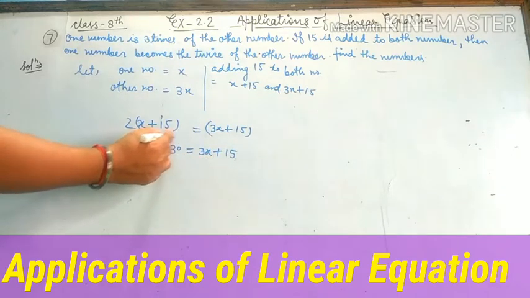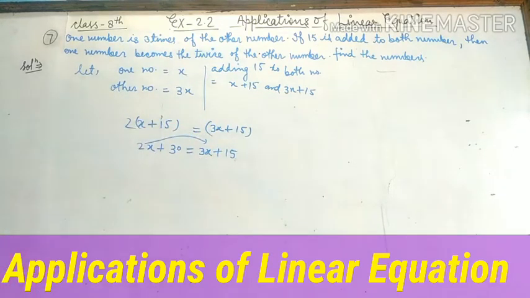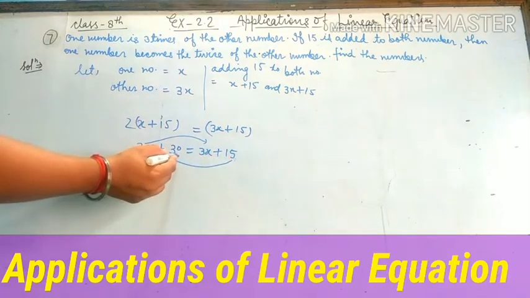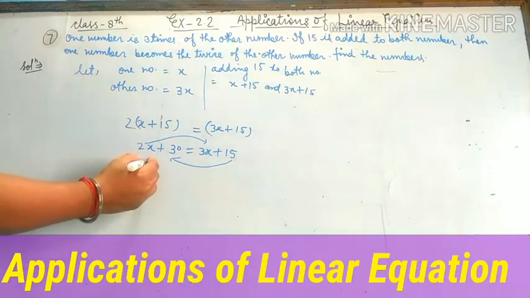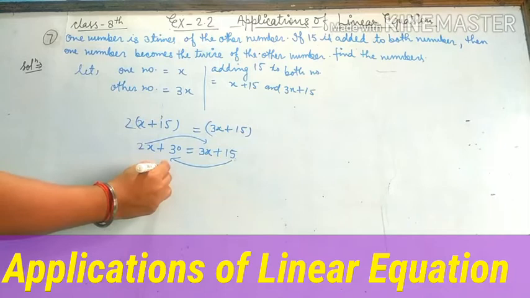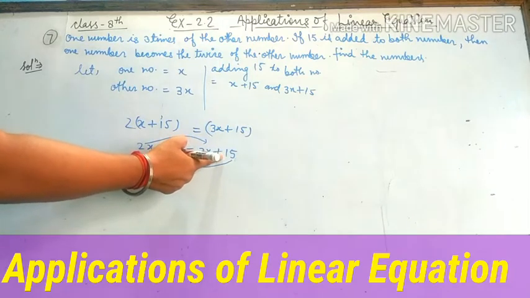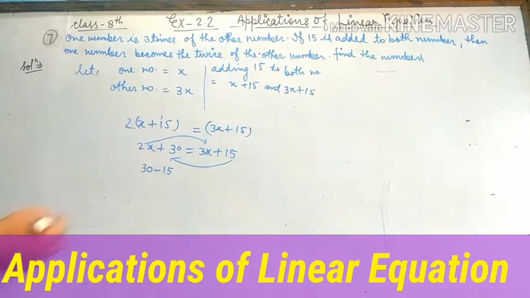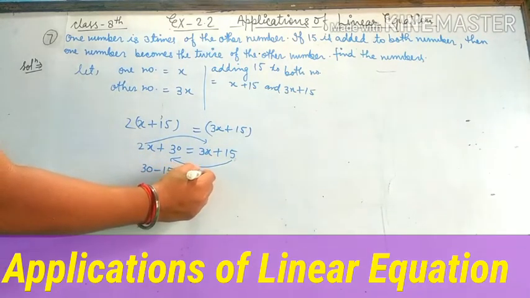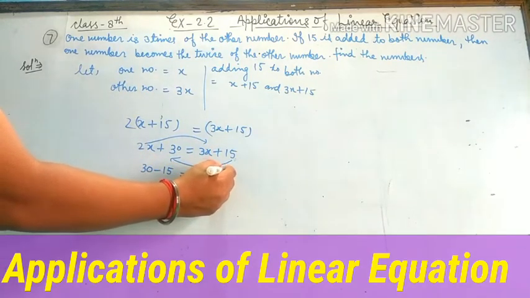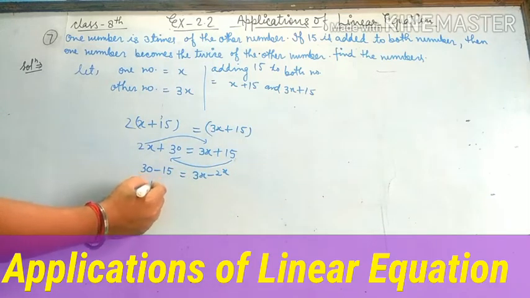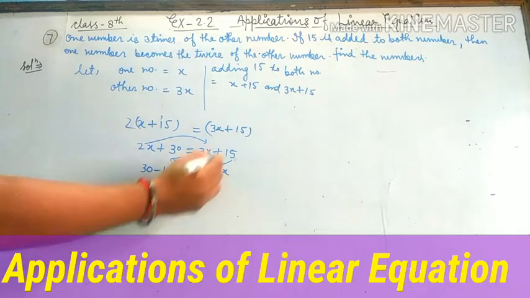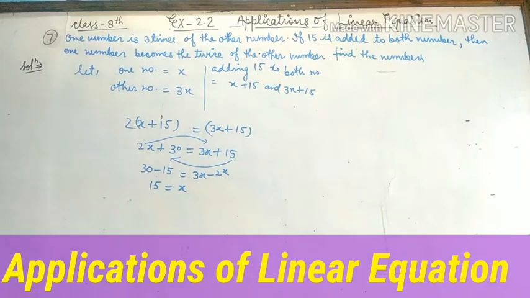This is a variable and this is a variable. So we will send 2x to the right side and 15 to the left side. Here 30 minus 15, because the 15 is positive here, so on the other side it becomes negative. And on the other side 3x minus 2x, 15 equals x.